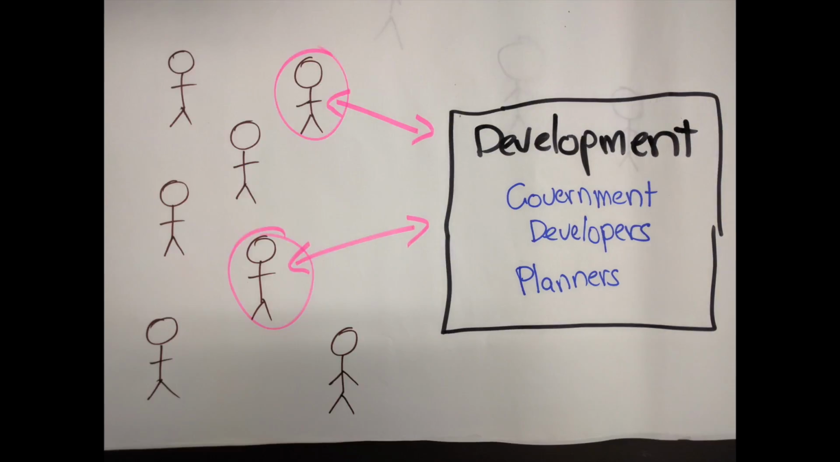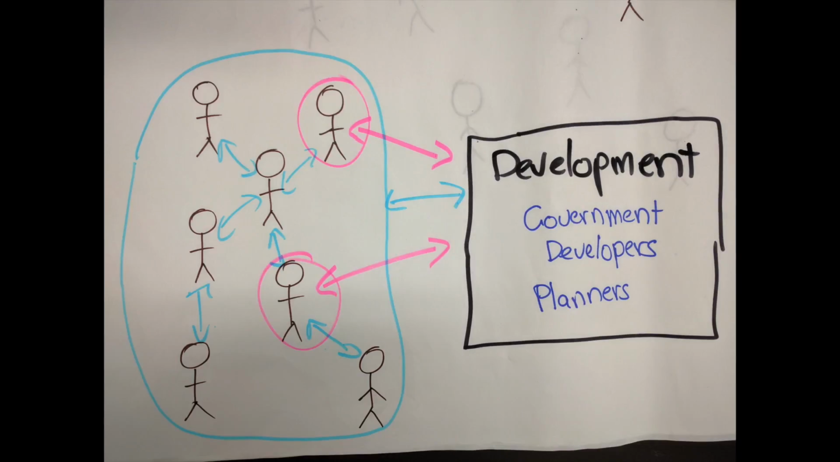Currently, we have government, developers and planners interacting with people one-on-one through FreshPlans. In the future, FreshPlans will enable people to be able to connect with other residents that are also affected by a development and communicate as a group with government, developers and planners, as well as communicate with each other.